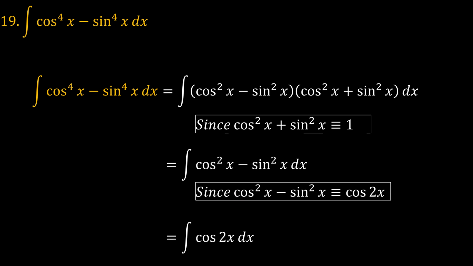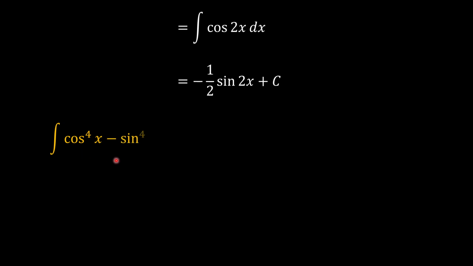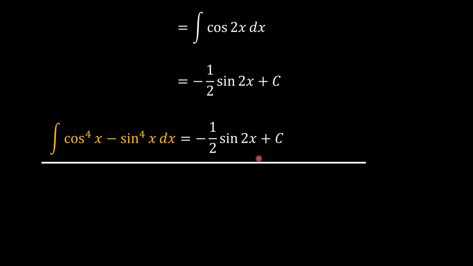And that we know, when you're integrating cosine 2x, we get a half sine 2x, plus integration constant, obviously. So in other words, the indefinite integral of cosine to the power 4 x minus sine to the power 4 x is the same as a half sine 2x plus the integration constant c.